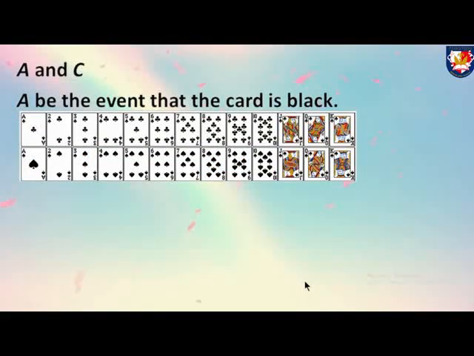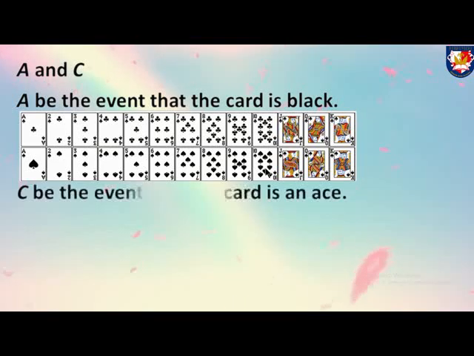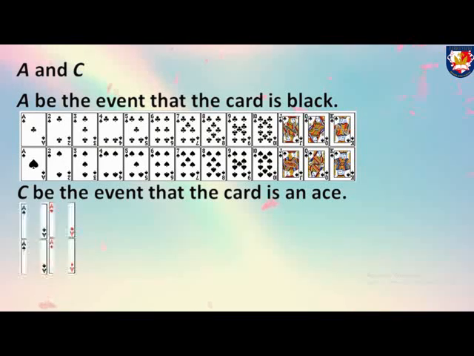How about A and C? We have known these are all the outcomes for A. This is C, the event that the card is an ace, and this is all the possible favorable outcomes for an ace.